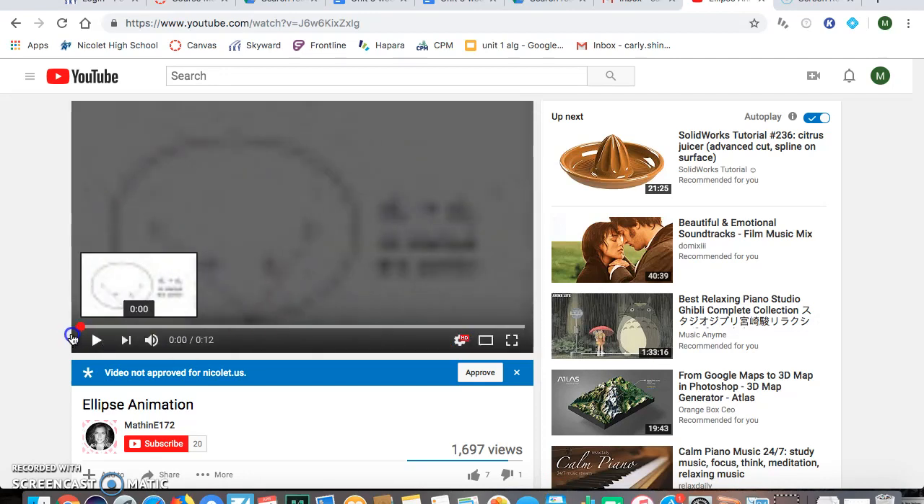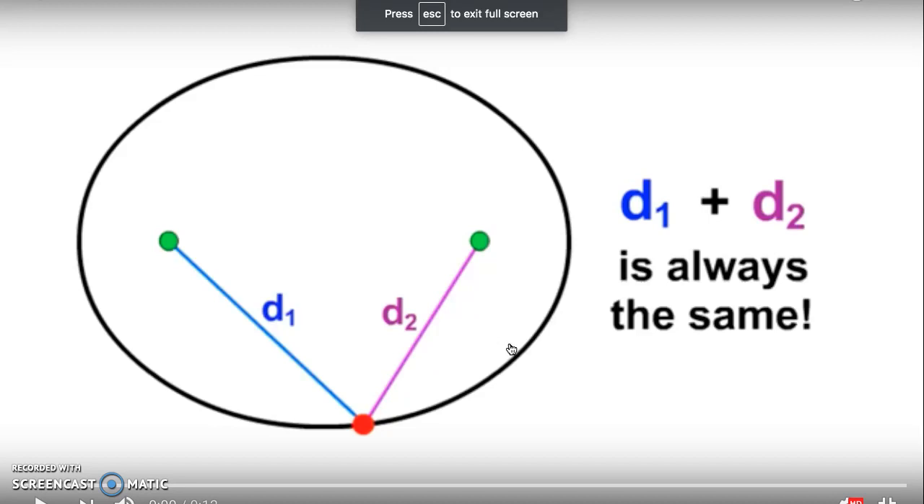So remember, we're thinking about our graphs right now as locus points. So we're trying to think of them as a group of points. So watch this video and try to think about how this oval is being represented by a group of points sharing one characteristic.